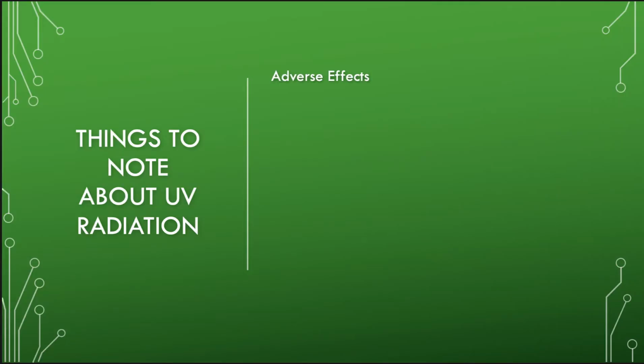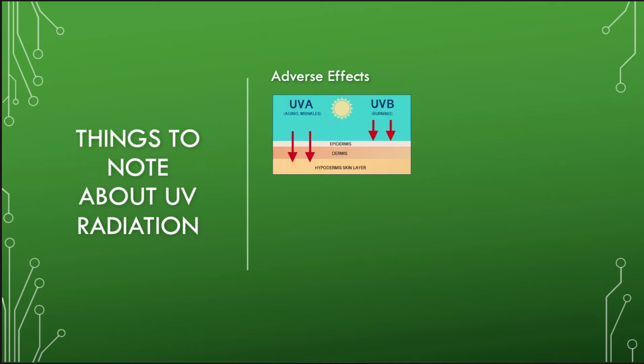Things to note. UV radiation can have adverse effects. It can damage collagen fibers. For UVA, this means it penetrates through the top layer of skin and leads to aging and wrinkles by affecting the deeper layers of the skin. Even though not much UVB makes it through the atmosphere, exposing yourself to UVB that does make it through can lead to skin cancer, sunburns, and cataracts. Large exposure leads to temporary sunburns. Repeated exposure leads to skin cancer and cataracts.